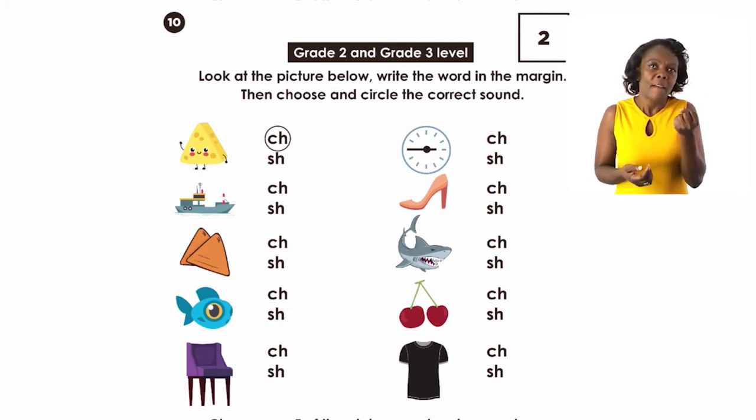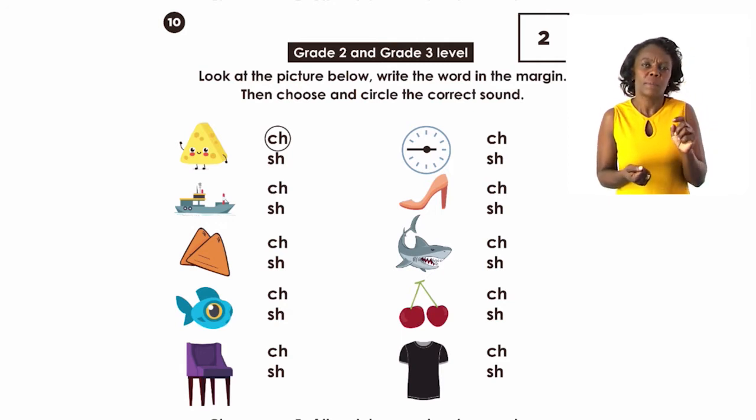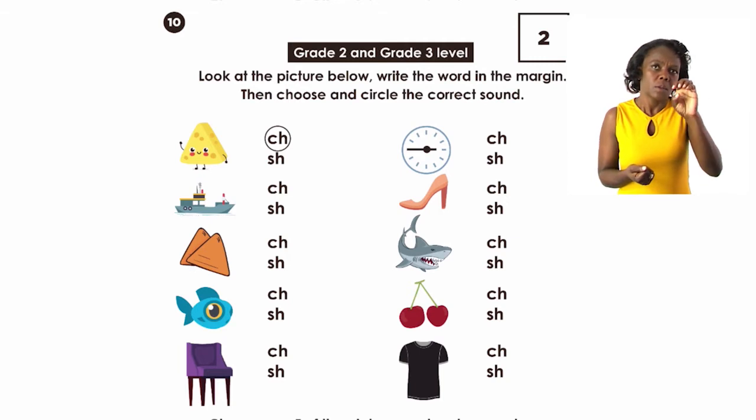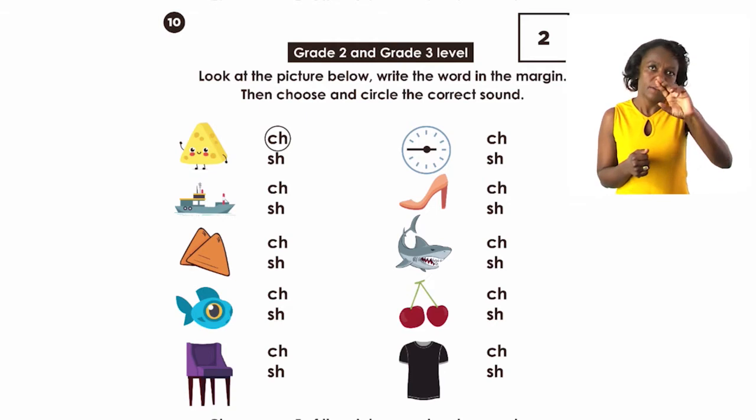All right, so what I would like you to do is to check the picture. It will give you a clue. What is the name of that picture? For example, the first one there, that yellow one, it's a cheese. Is cheese starting with a k and an h sound, or is it an s and an h sound? So it's a ch sound. So we circle the ch. And you go to the next one.